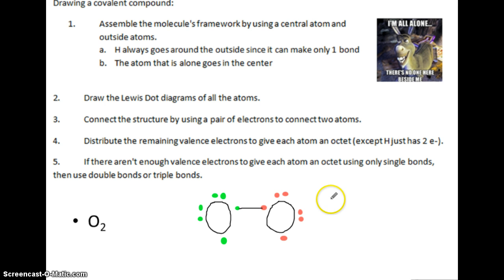Now each oxygen has how many electrons around it? 7. Is it happy? No. So it's going to make another bond. And now it has a double bond. And this is the oxygen that your body uses when you breathe in, and it takes it into your red blood cells and around your body. This is O2, oxygen.